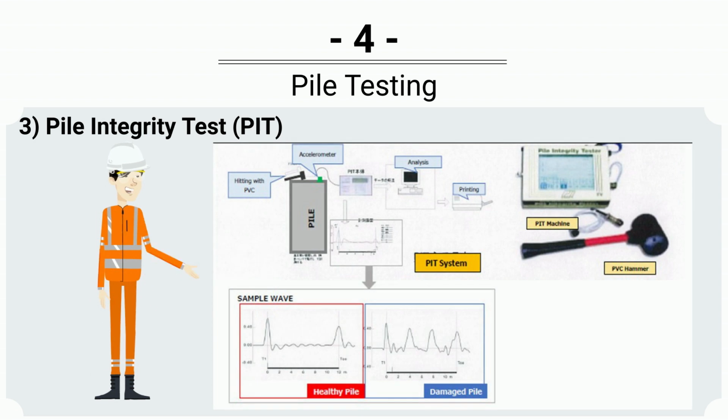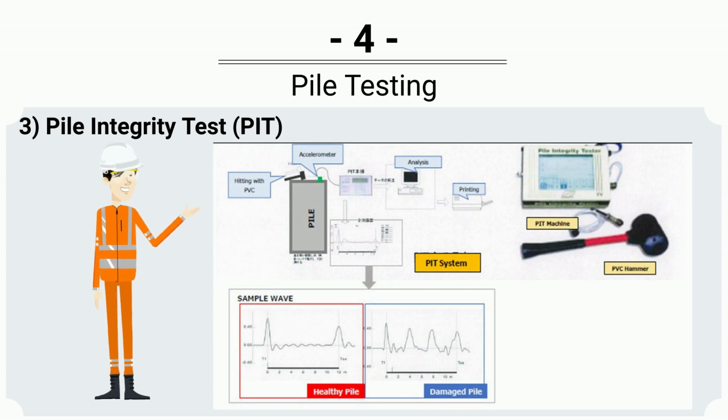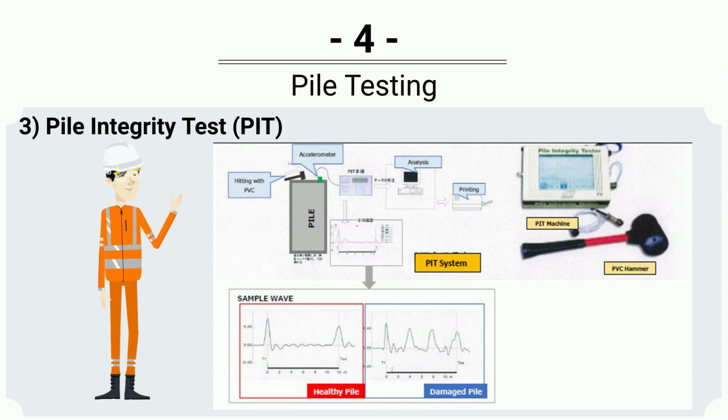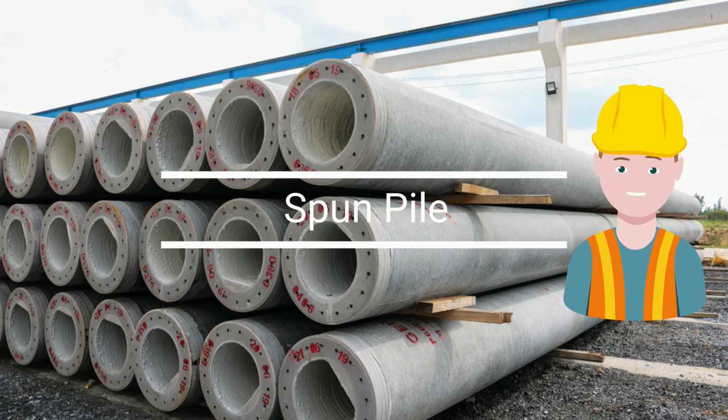Pile integrity test, PIT. Pile integrity test, PIT, also places an accelerometer on top of the pile, as in the PDA test. Micro-strain elastic wave from the impact of a handheld hammer assesses cracks on the pile or cross-section, to define the pile condition as healthy or damaged. Spun pile.